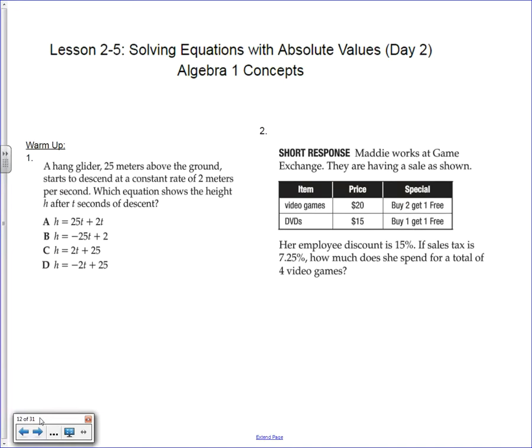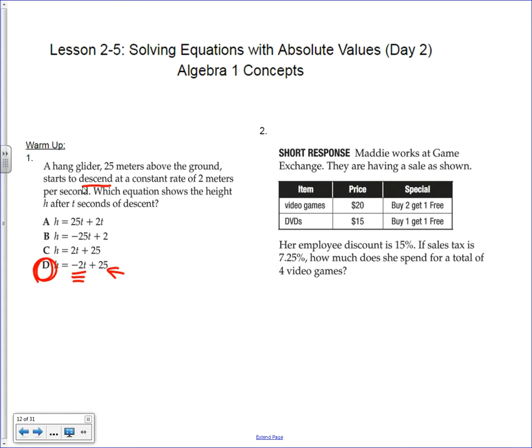All right, so number one, a hang glider 25 meters above the ground starts to descend at a constant rate of 2 meters per second. Which equation shows the height h after t seconds of descent? Well, the first thing that I need you to notice is that this says we are going to descend, which means we are going to go down. So whatever equation I choose is down by 2 meters per second, which means it needs to have a -2. Quite honestly, there's only one equation that has that, and that would be letter D. This represents going down 2 meters every second, and this represents starting up at 25.